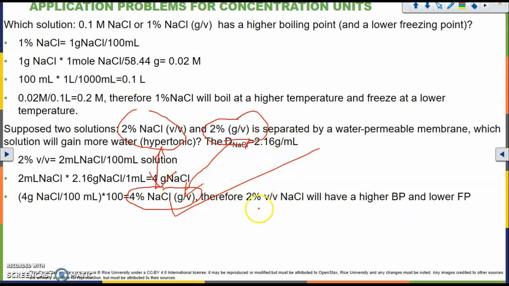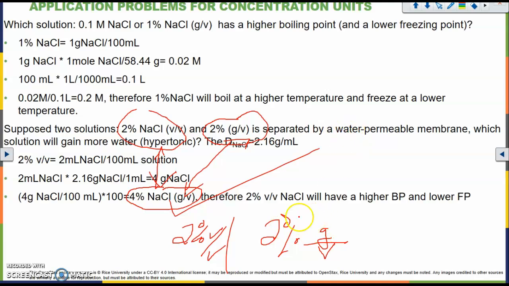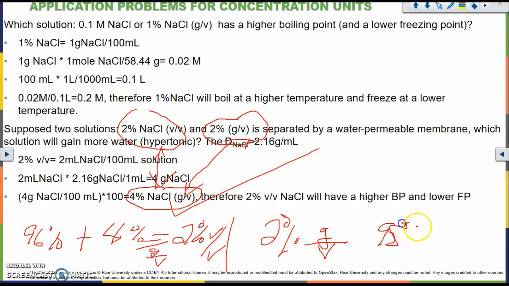Now there's another caveat here. If I separate these two solutions, 2% volume and 2% gram volume, by a water permeable membrane, make sure that you understand that this is actually 4% gram volume. All right, folks. If the remaining component is water, we need to understand that if it's 4% gram volume, this means it's going to be 96% water. But this means it's going to be 98% water.